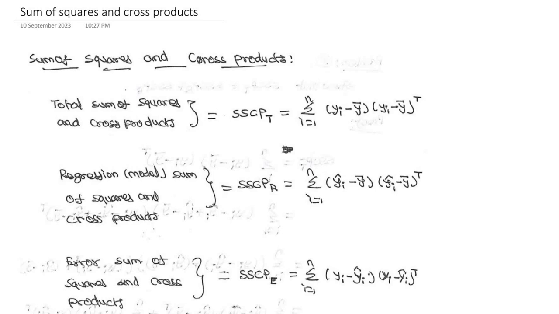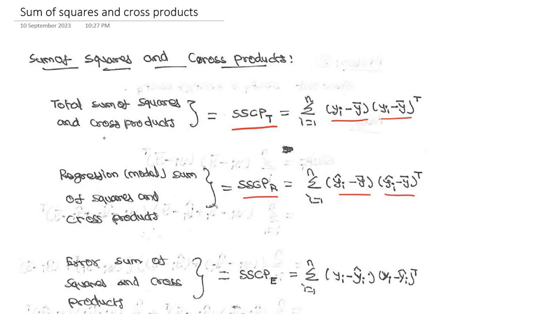Dear students, through this video, we will learn sum of squares and cross product. The total sum of squares and cross product is denoted as SSCPT, and it is defined as summation i equal to 1 to n (yi minus y bar) into (yi minus y bar) transpose. In the same way, the regression model sum of squares and cross product can be written as SSCPR, and it is defined as summation (yi cap minus y bar) into (yi cap minus y bar) transpose.